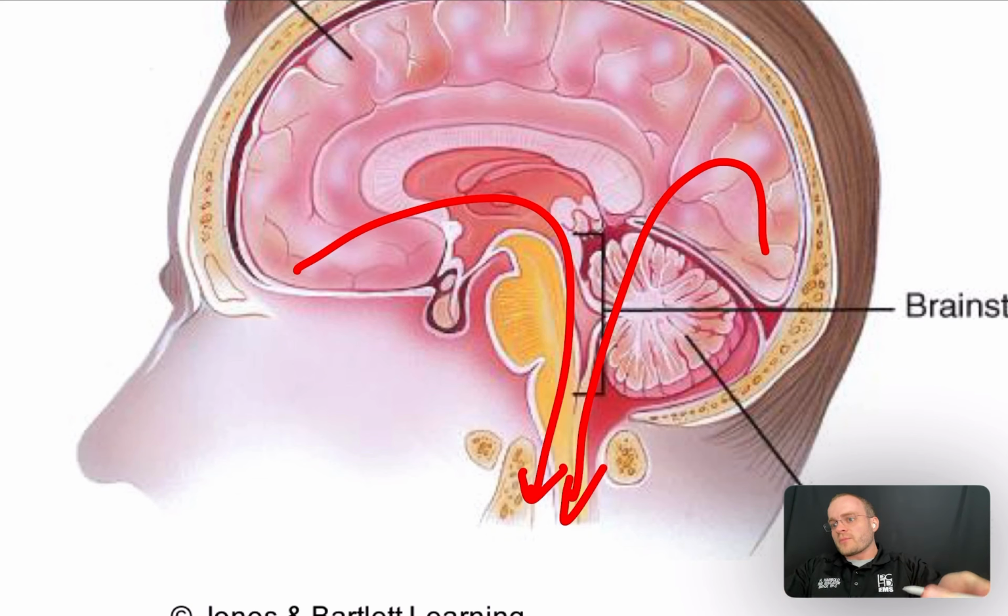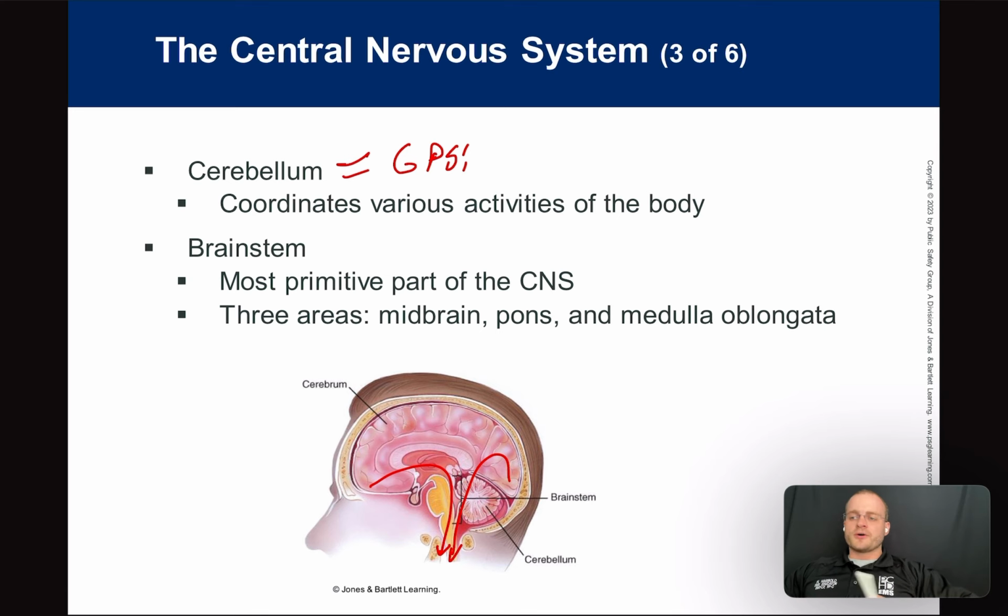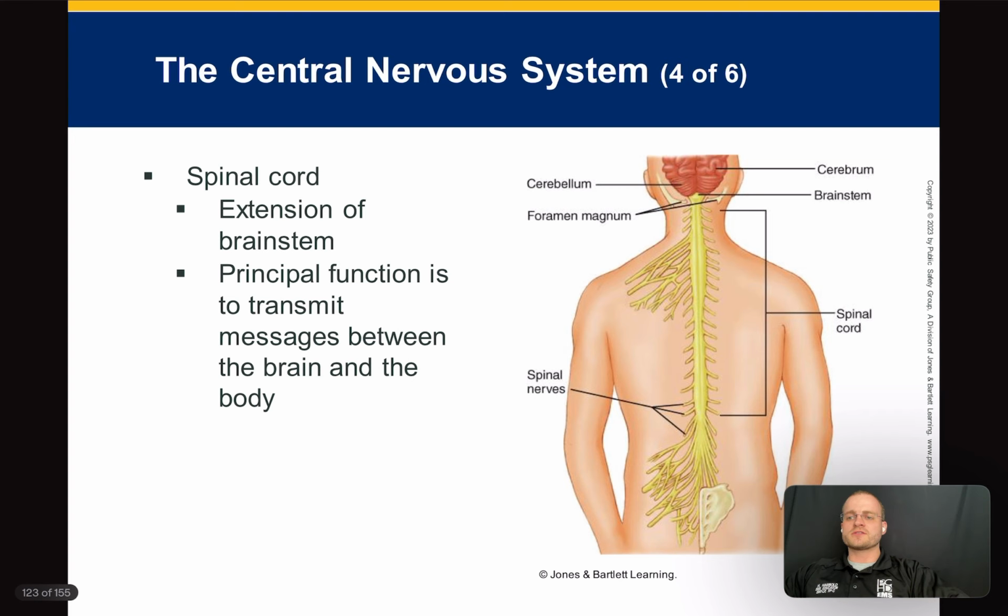And when the brainstem gets pushed on for whatever reason, it stops working or it doesn't work properly. So it's kind of worth knowing that. It's called herniation of the brain. Okay, that's an extreme case, but it's worth knowing.